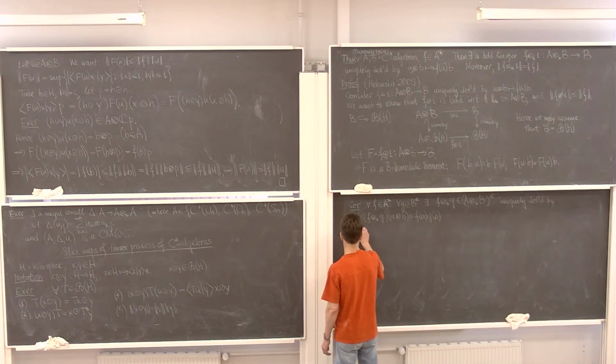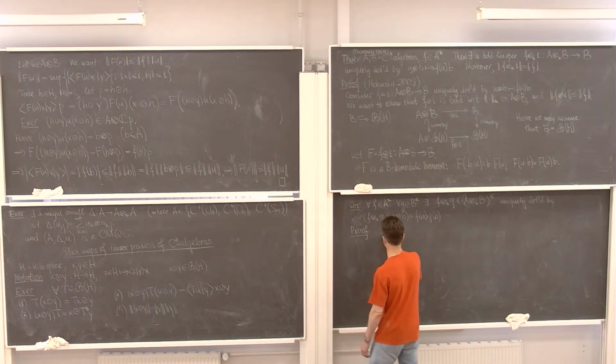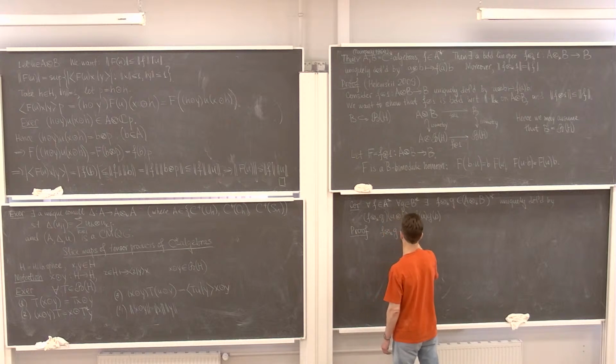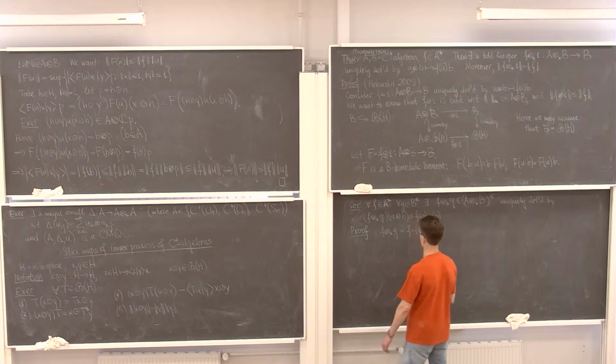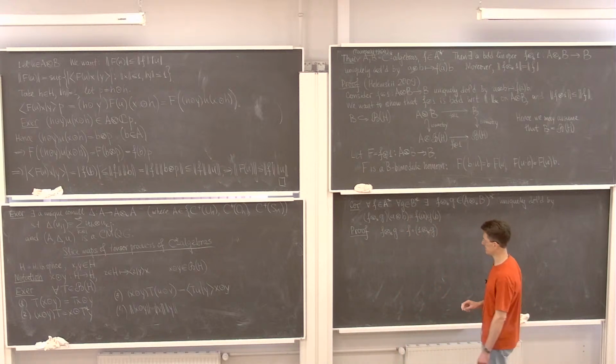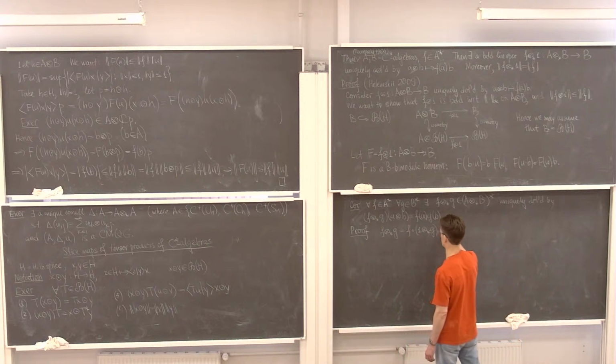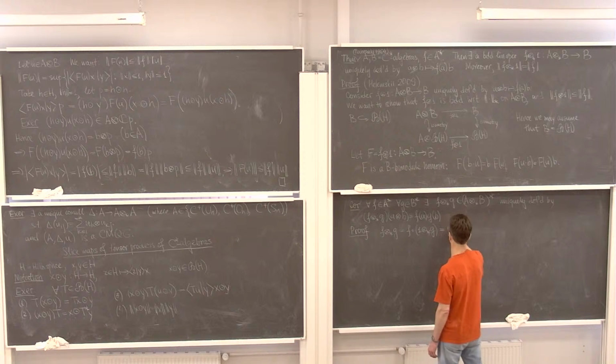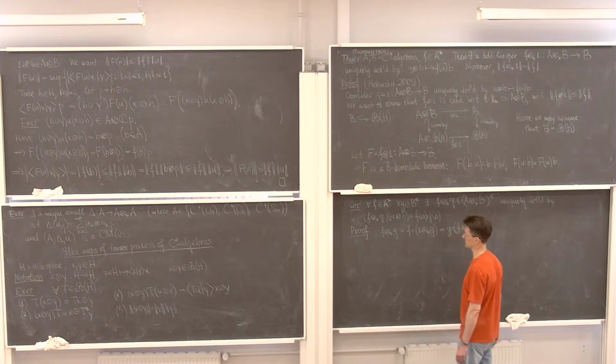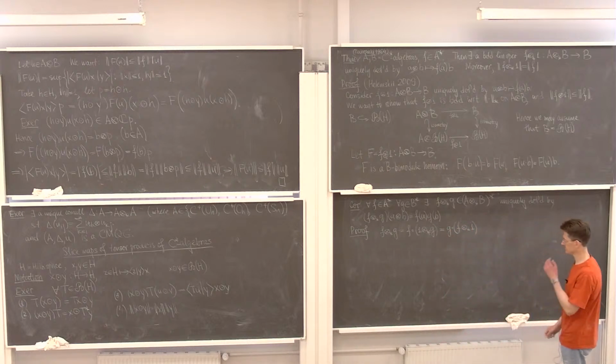Well, indeed, to construct such a functional, we simply compose f and one tensor g. Or equivalently, we can compose g and f tensor 1. In any case, we get a bounded linear functional satisfying this condition.